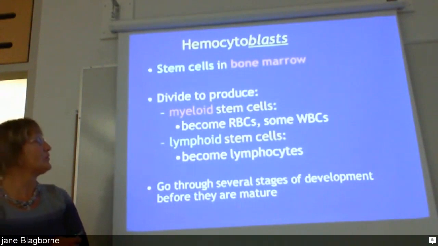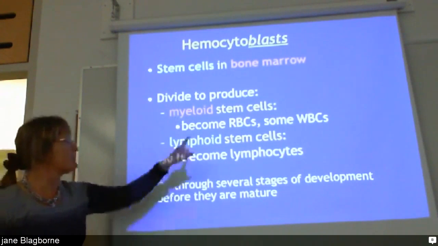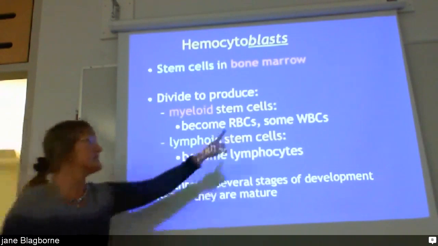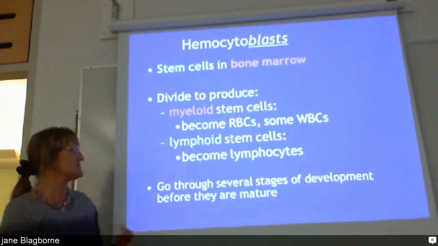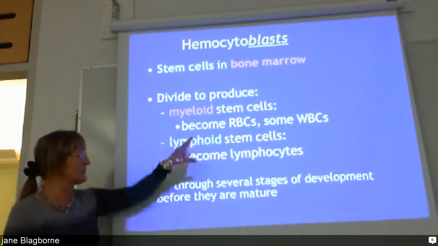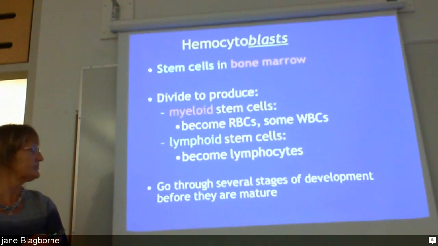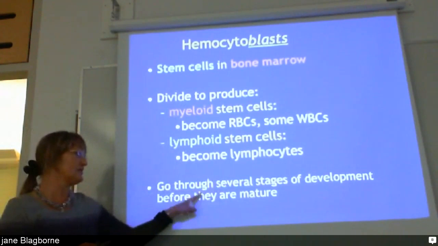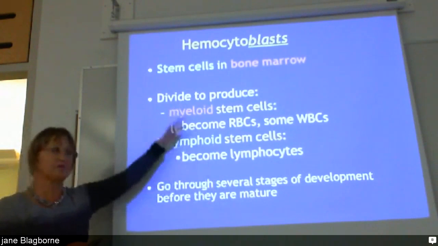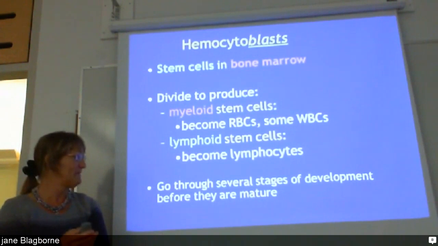So the stem cells in the bone marrow divide to produce myeloid stem cells, which then become red blood cells, and some of them white blood cells. Also, lymphoid stem cells are there, and they become lymphocytes. So they're involved in your immune system. And this has just been simplified. This is just a note to say there's more stages of development, but I simplified it down. There's a lot. So I'll let you write those down.